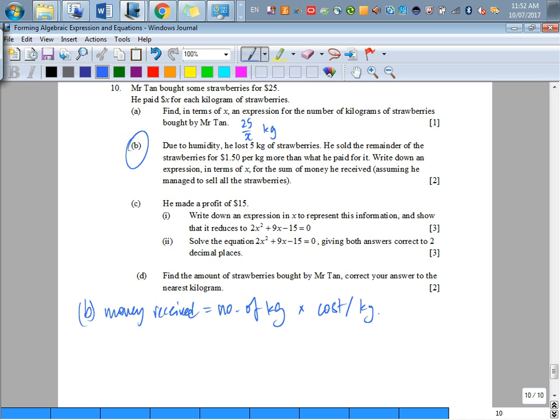Who is the one who needed help for part B, 10B? Okay, so number of kilograms of strawberries will be 25 over X minus 5. This is the mass of strawberries he has. And then the cost per kilogram, he sold it for 1.5 more than what he bought it for. So it will be X plus 3 over 2, which is 1.5. Okay? So you expand and simplify, you will get 35 over 2 minus 5x plus 75 over 2x.